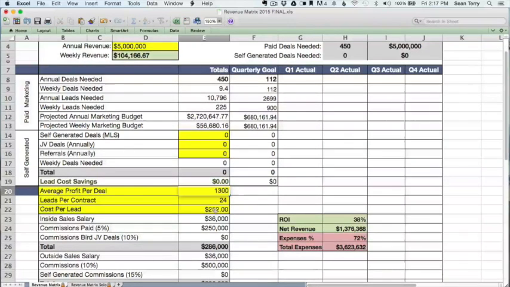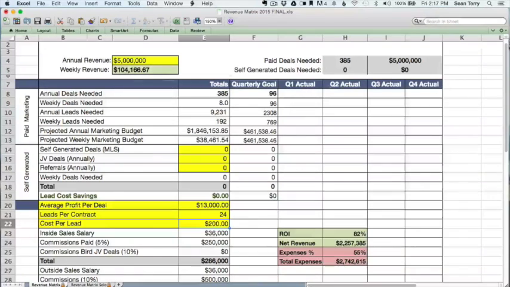So let's call it 13,000, 24, and 200. Okay, so this is our goal for the next 12 months. So now if I look at it right here, 104,385 deals, $5 million in revenue at this number right here. Not bad. That's doable. That means we got annual deals, weekly deals, annual leads needed.